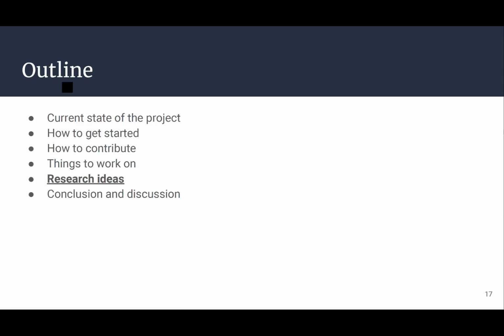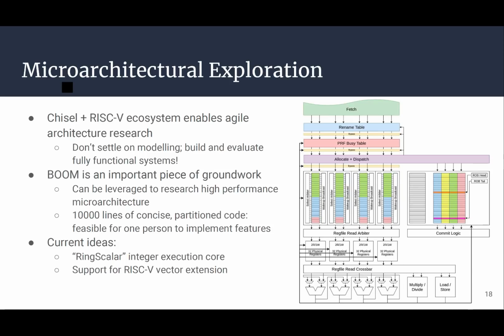So I'm going to quickly touch on BOOM's role in enabling microarchitectural research. So just in general, the Chisel and RISC-V ecosystem really enables agile architecture research. So we don't just need to settle on modeling. We can build and evaluate fully functional systems. And BOOM itself is a very important piece of groundwork because we can leverage it to actually research high-performance microarchitecture. And it's on the order of 10,000 lines of concise and fairly well-partitioned code, so it is feasible for one person to implement meaningful features.